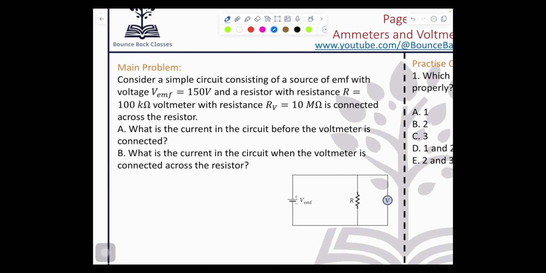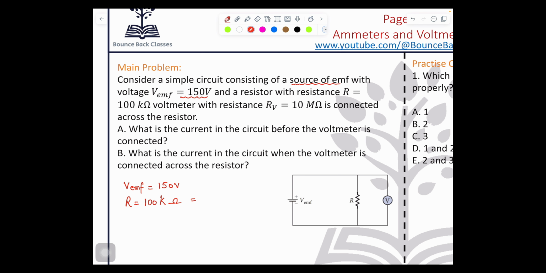From the EOT, consider a simple circuit consisting of a source of EMF with voltage V EMF. Okay, the value is 150 volt. Fine. And a resistor with resistance R, which is equal to 100 kilo ohm.